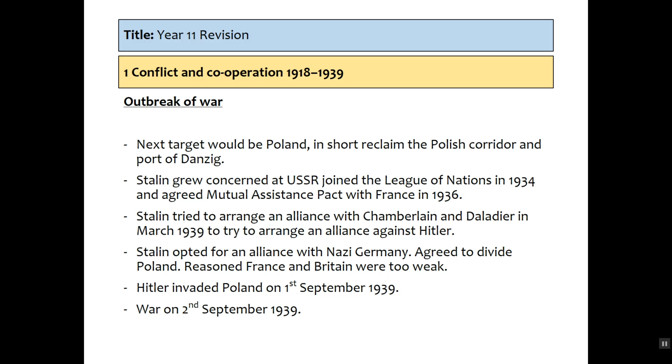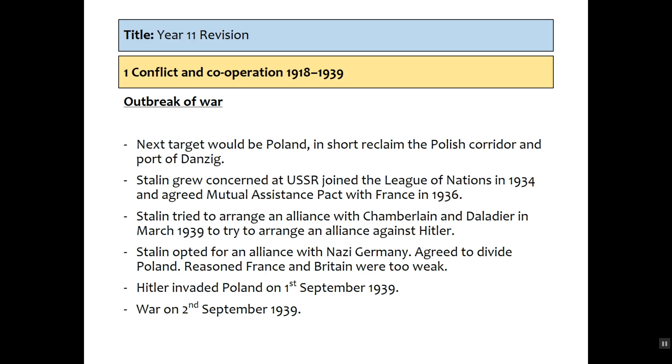Stalin, by this point, is incredibly concerned of the growing strength of Adolf Hitler in Germany, and so he agrees to join the League of Nations in 1934, and he agrees a mutual assistance pact with France in 1936. He tries to arrange an alliance with France and Britain, as he sees them as potential allies against Germany. However, it doesn't work out, and the opposite is almost achieved.